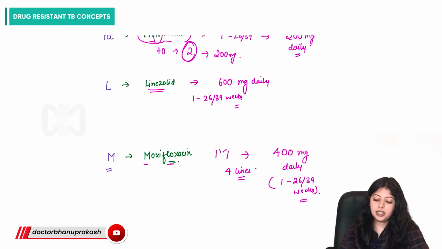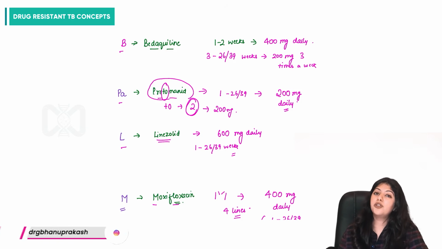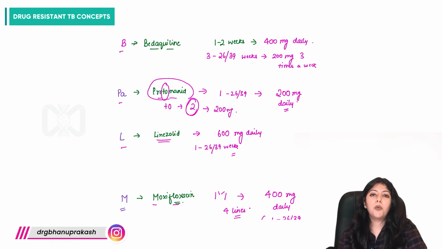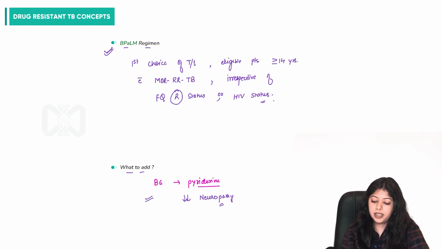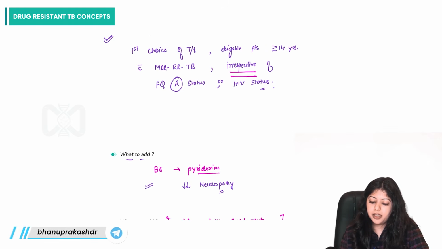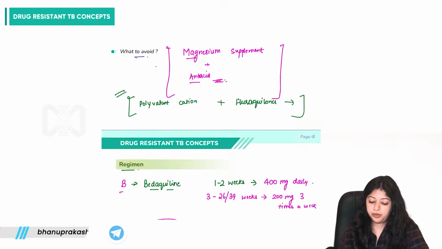So this is the total regime, along with the dosage, which is given in all the eligible patients of age group more than or equal to 14 years who have the status of MDR or rifampicin resistance. The very important thing included in this is that it applies irrespective of any fluoroquinolone resistance or HIV status. That needs to be remembered.